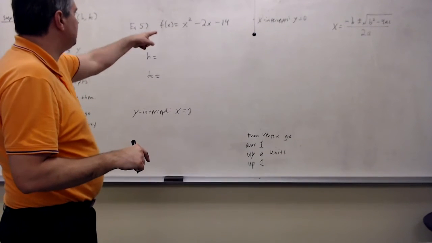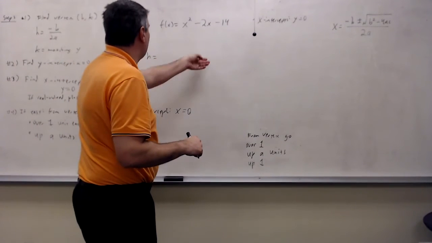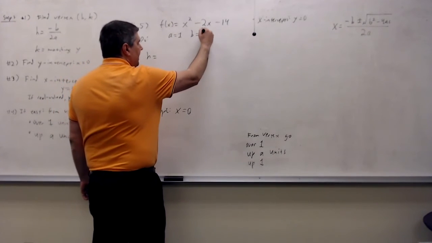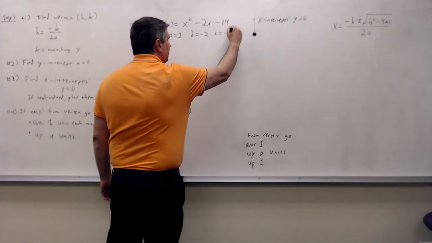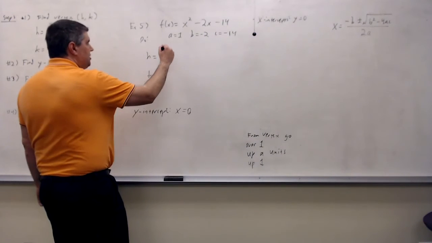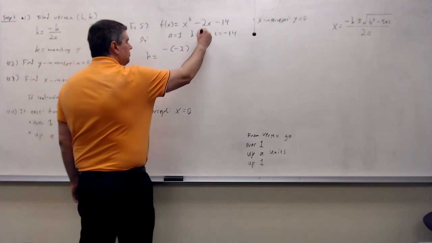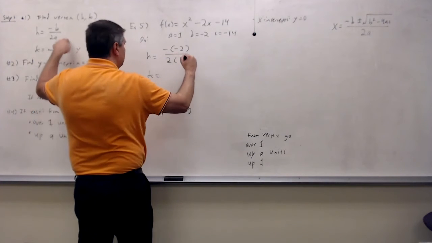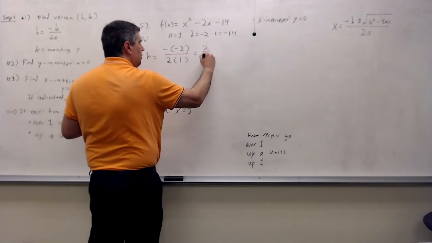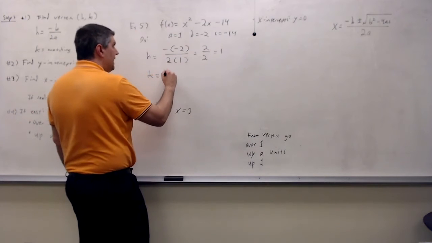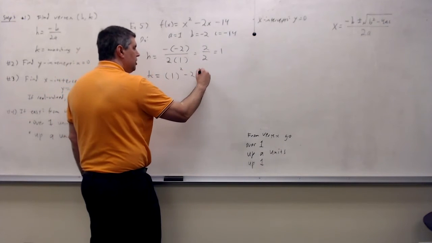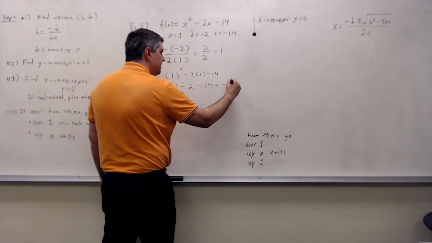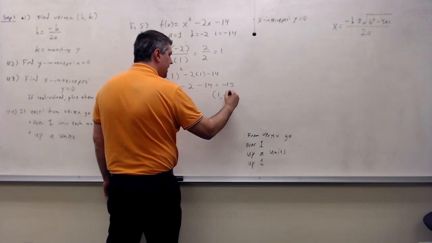So here's example 5: x squared minus 2x minus 14. a is once again 1, b is negative 2, and c is negative 14. So h equals negative negative 2 over 2 times 1. So 2 over 2 is 1. So k equals 1 squared minus 2 times 1 minus 14. 1 minus 2 minus 14 is negative 15. So the vertex is (1, -15).